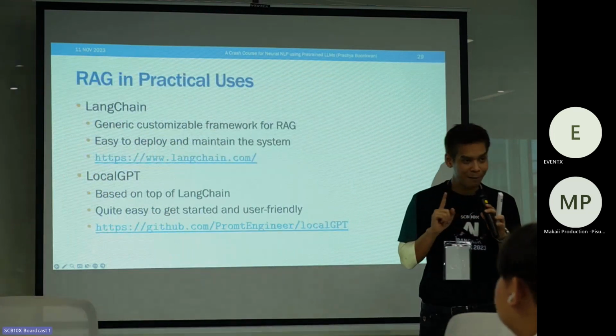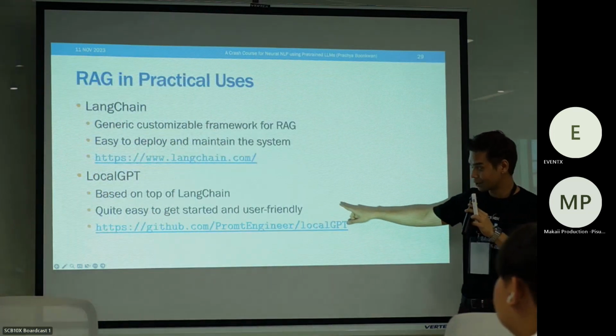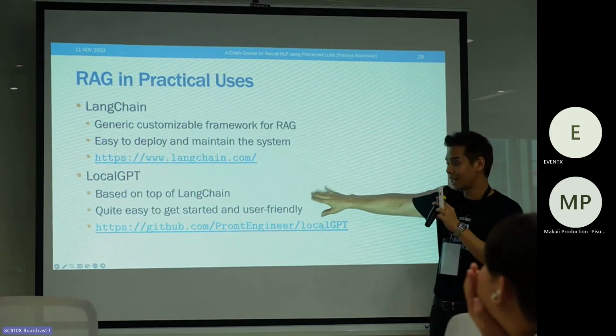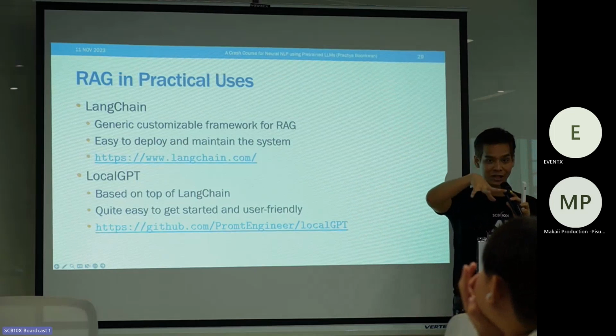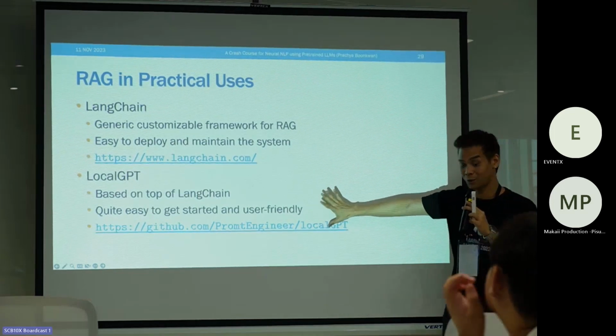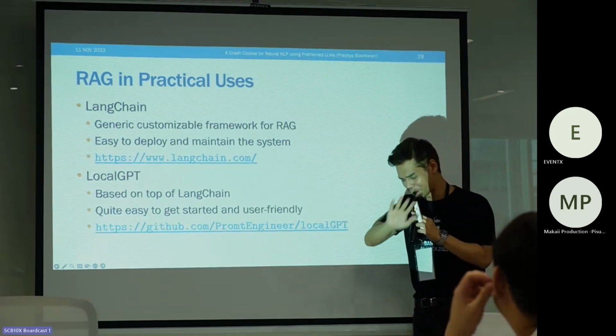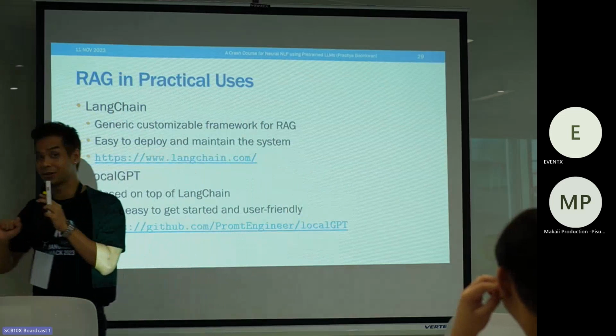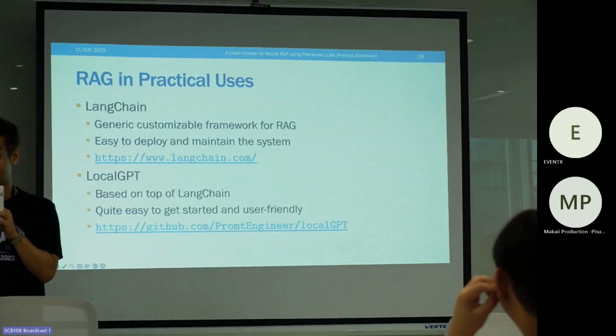So I opt for the other one. The other one is called Local GPT. Local GPT is a wrapper of LangChain. It's much easier to deploy on your system. Within like 5 commands, you get your system ready up there.